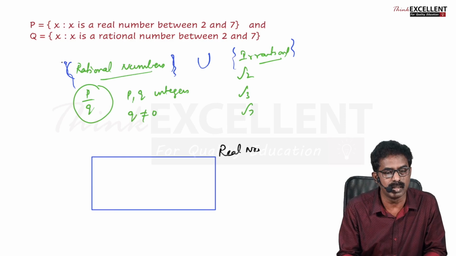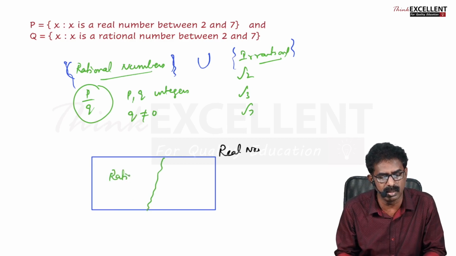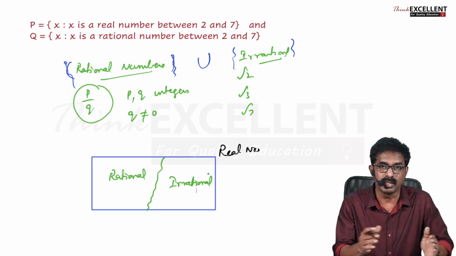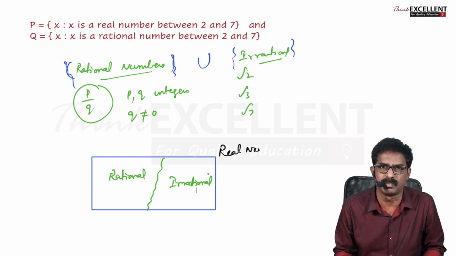Real numbers. Now I'm taking this real number and dividing it into two. What are the two things? One is rational and the other irrational. Rational number and irrational number together make what? Real number. Nothing is common between them, right?